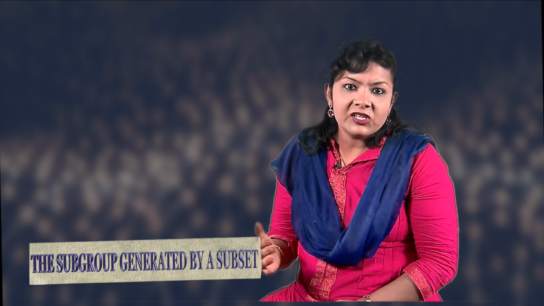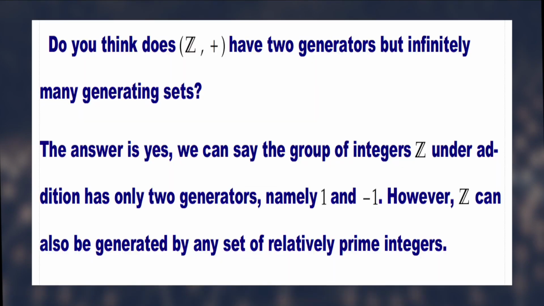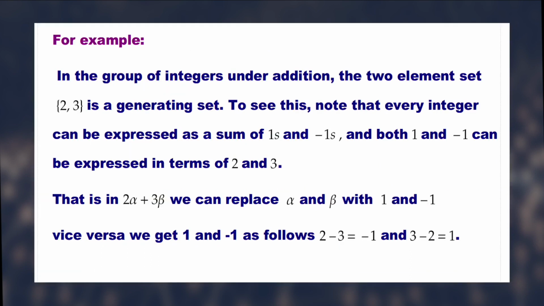Let's have a small discussion in the group of integers under addition about its generating sets. Do you think Z under addition has two generators but infinitely many generating sets? The answer is yes. We can say the group of integers Z under addition has only two generators, namely 1 and -1. However, Z can also be generated by any set of relatively prime integers. For example, in the group of integers under addition, the two-element set {2, 3} is a generating set.